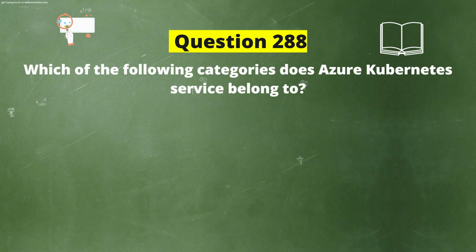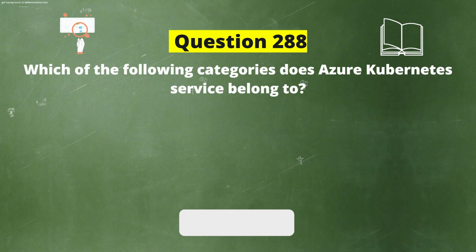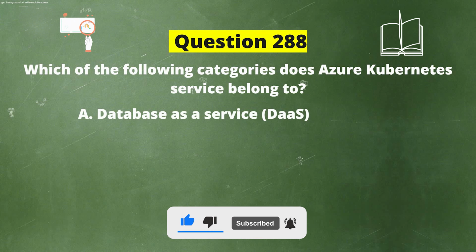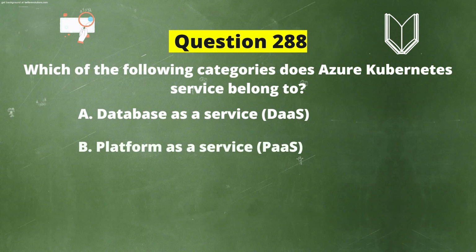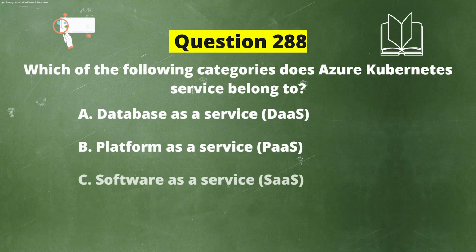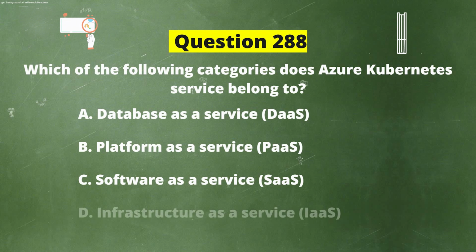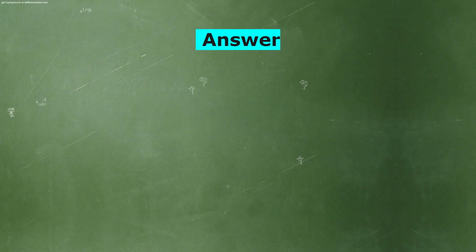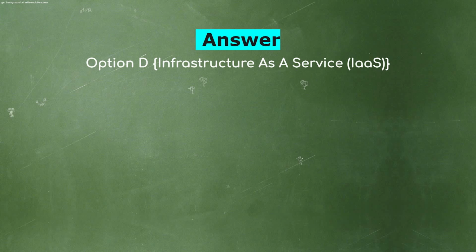Next question. Which of the following categories does Azure Kubernetes Service belong to? And the options are A. Database as a service, B. Platform as a service, C. Software as a service, D. Infrastructure as a service. And the correct answer is option D. Infrastructure as a service. Explanation.